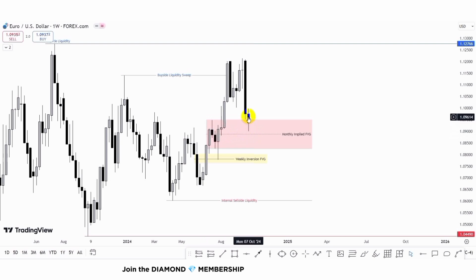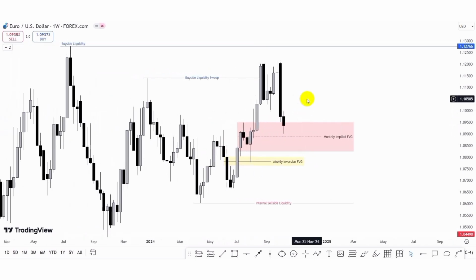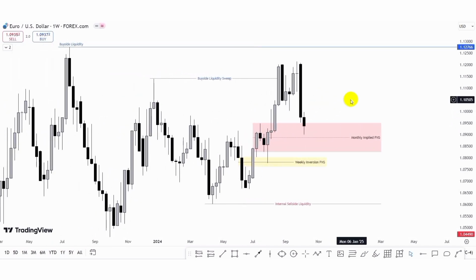The expectation is to see further drop of price, and we can see price further drop to the downside, but price did not mitigate the mean threshold. So for the coming week, we may see that price may sweep this candle low point to mitigate the mean threshold, and then we have a bullish move of price to the upside. But then let's drop to the lower time frame. Let's check out the daily time frame.